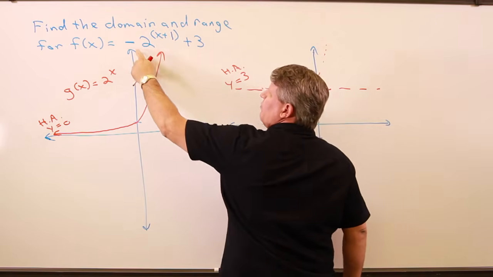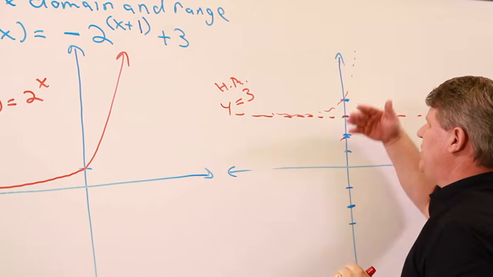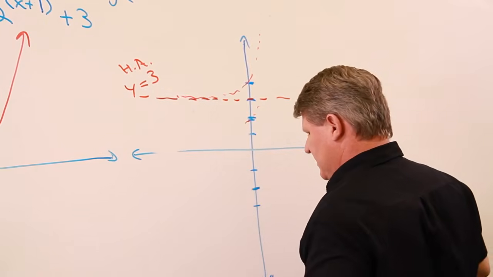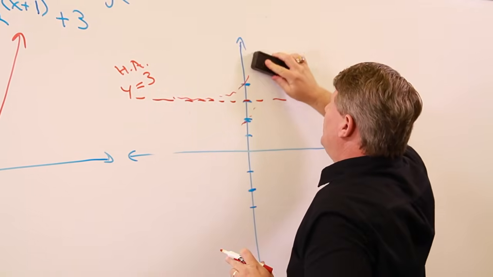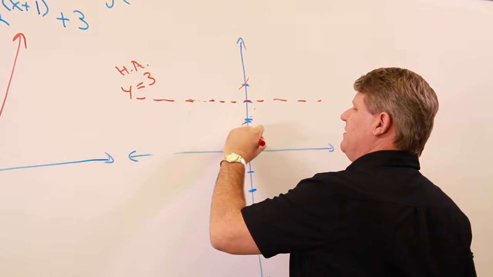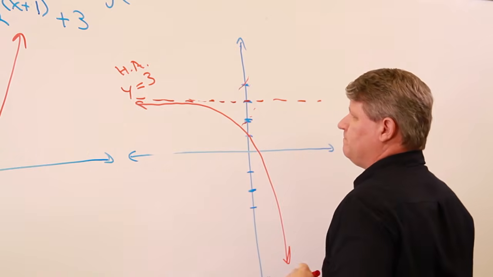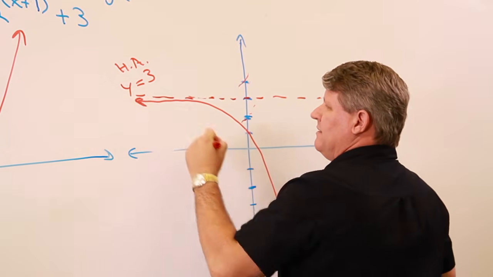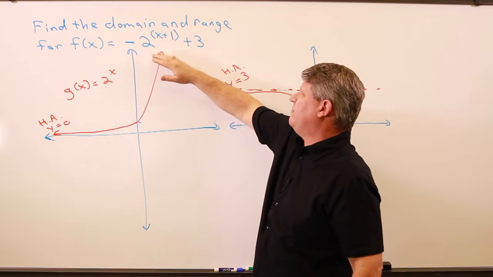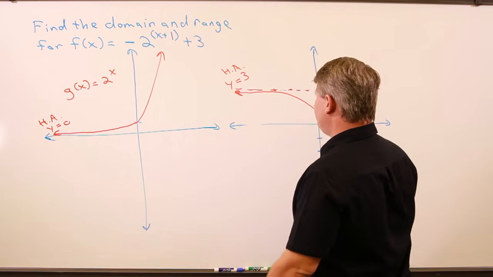But we do have one other important factor here, and that is the negative sign in front of the 2. That means we have to take our graph and reflect it over that asymptote. So if I do that, our new graph looks something like this. Now that I've graphed f of x equals negative 2 to the x plus 1 plus 3, we can now find the domain and range.